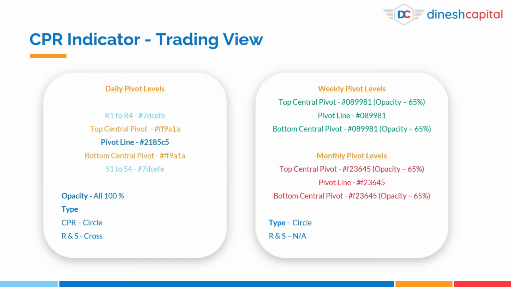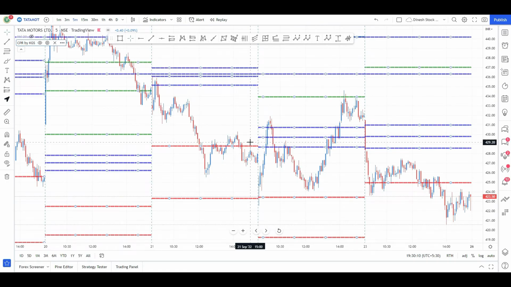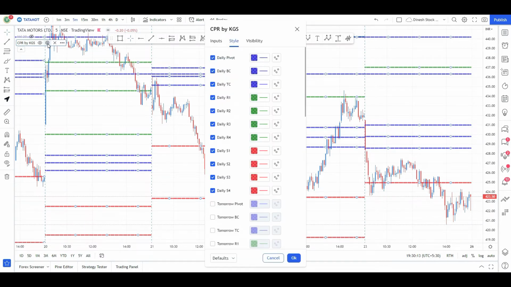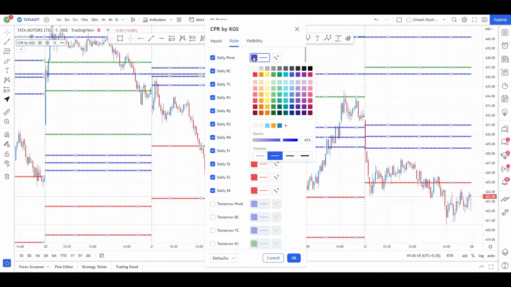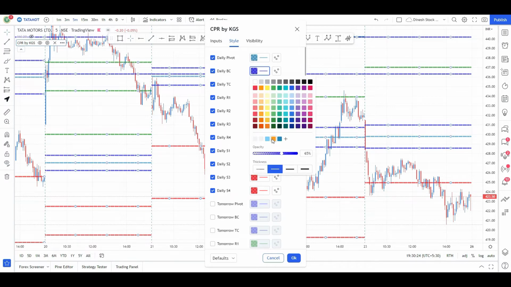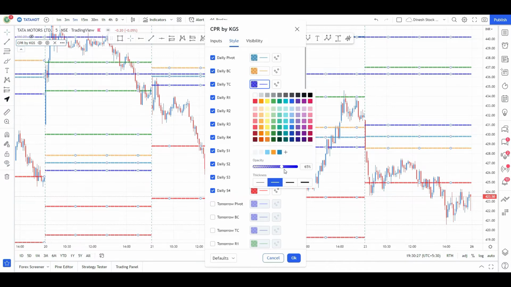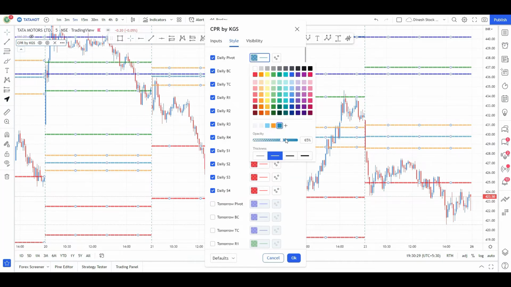I have shared the colors I'm using in my indicator here. You can try it if you like it. To change the color, go to the settings. Under the style, you can see all the colors. Daily pivot, we can choose the colors as we have decided before. Here it is opacity. If you reduce the opacity, it will become more transparent. And here is the thickness of the level. You can change it as you want.